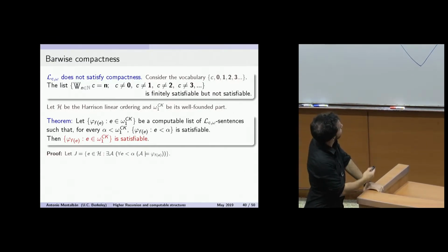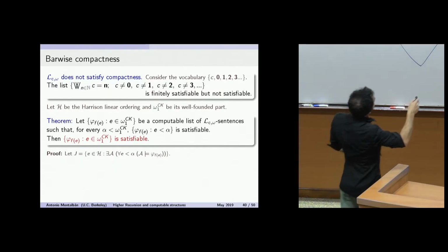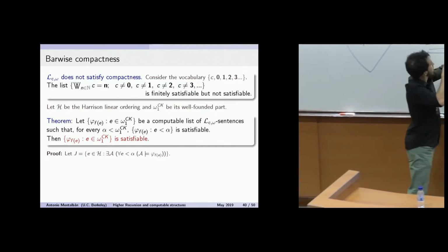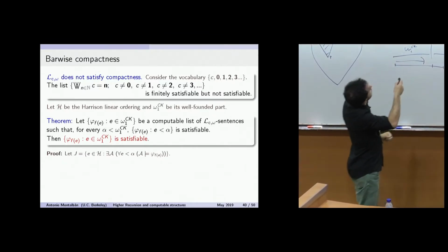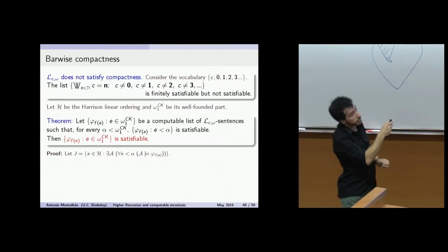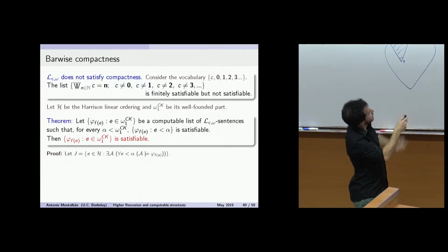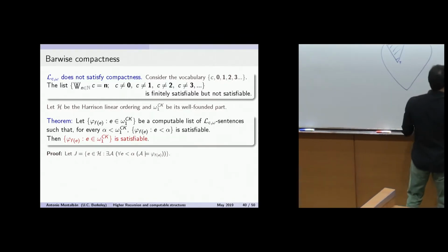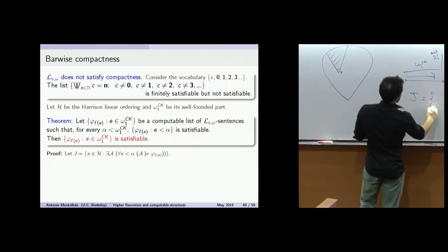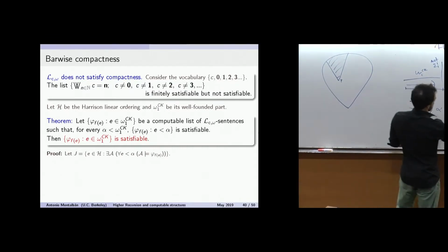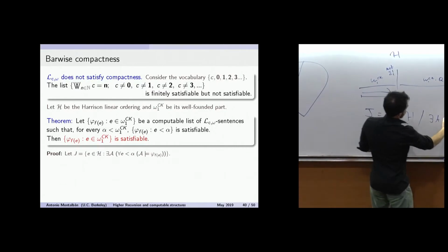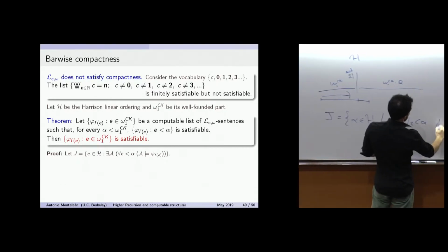What's the proof? So consider, now this is the way I like to do this overspill argument. All the indices in the Harrison linear ordering such that there exists a structure, a presentation of a structure, such that for every E below that... J is a set of alpha in H such that for every E below alpha, A models.